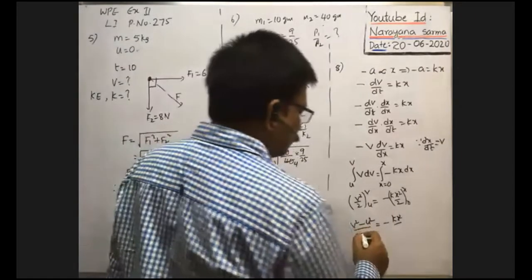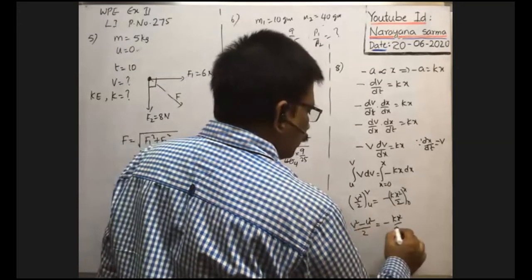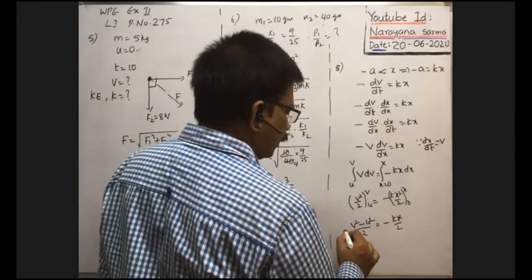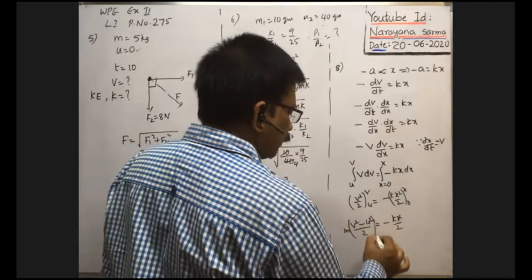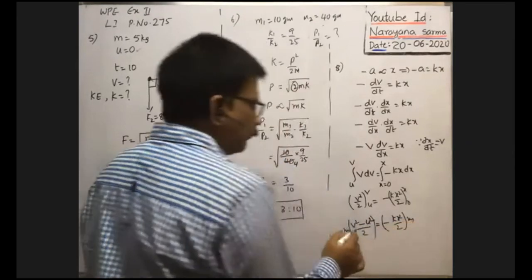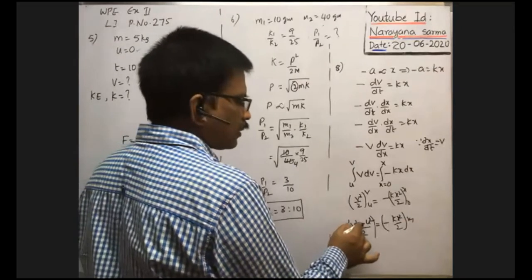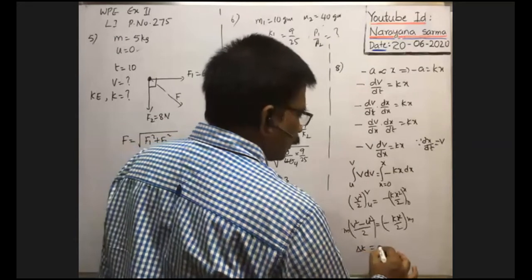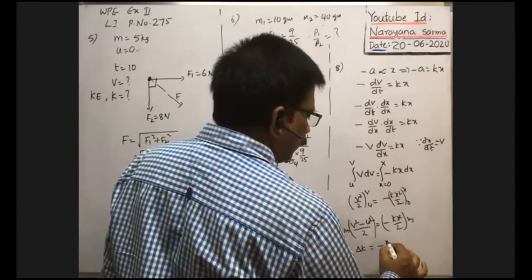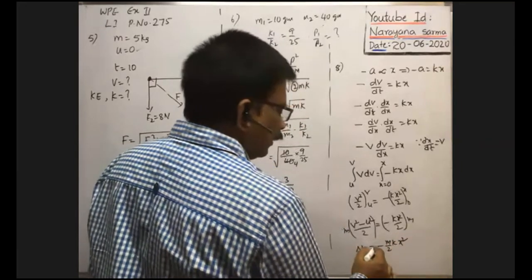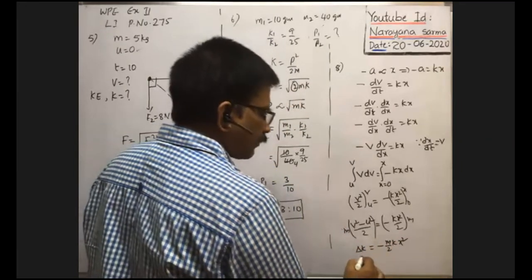So therefore, you keep it like this only. Now you multiply on both sides with mass. You see, half m v square minus half m u square, that means change in kinetic energy. Change in kinetic energy is equal to minus m by 2 k into x square. Here the minus sign represents that there is a loss of kinetic energy.